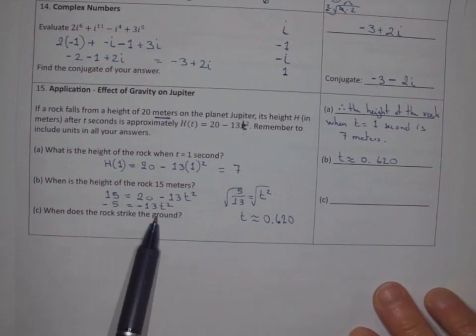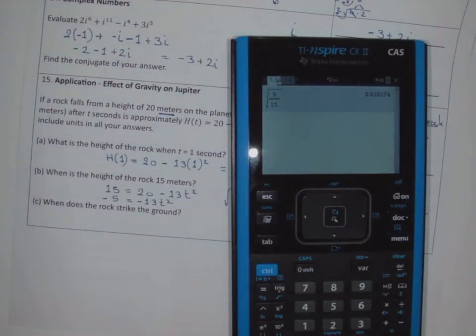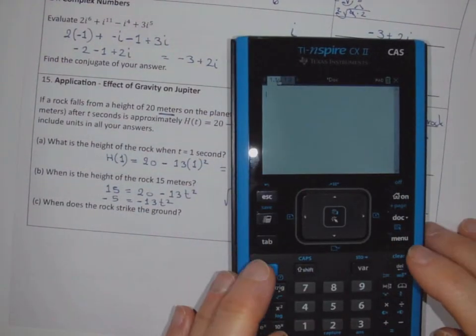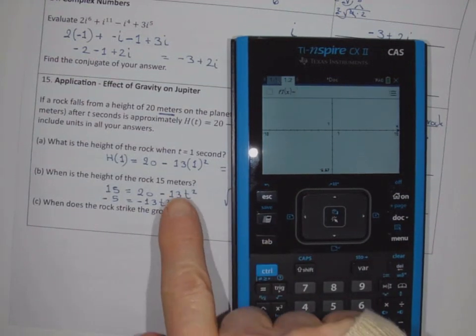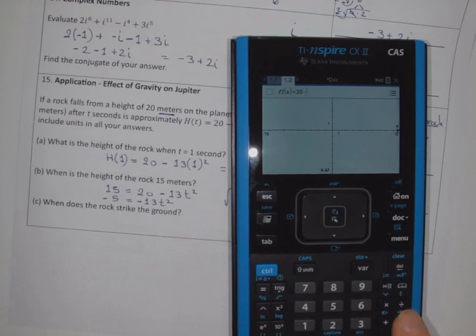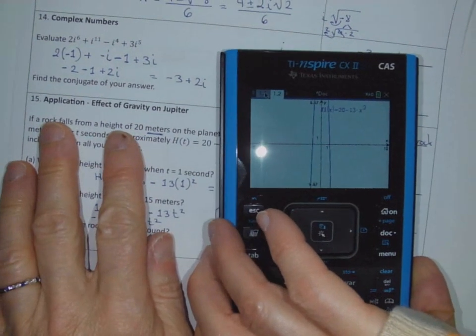When does the rock strike the ground? Now here I'm going to use my calculator. I'm going to go to my graph page. I'm going to type in my equation. So the equation was 20 minus 13. In the calculator we have to use x, right, as opposed to t. So I'm going to say x squared. That's my equation, right? That's what my equation is here. So that's what I typed in.